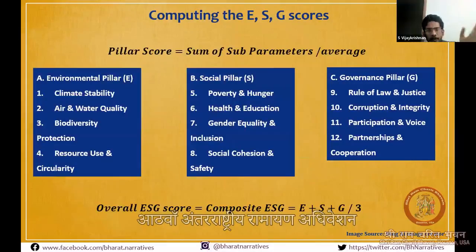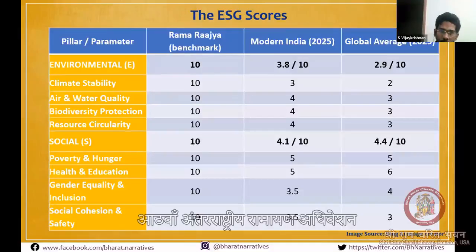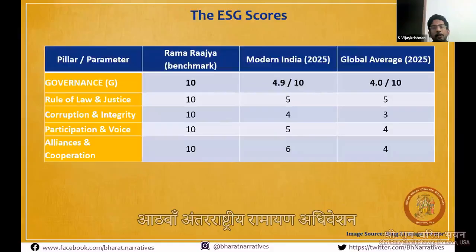Finally, we put it through an ESG model where we picked up parameters from within the SDGs for all these 3 pillars. And for each pillar, we have chosen 4 parameters. So 4 by average. And then when we combine these 12 parameters and divide by 3, we arrive at this ESG score for each pillar: environmental, social, and governance.